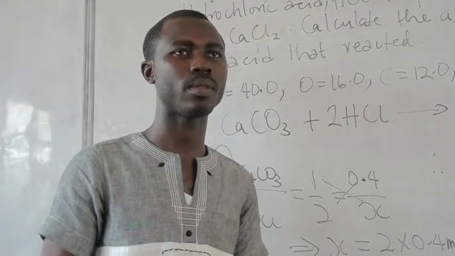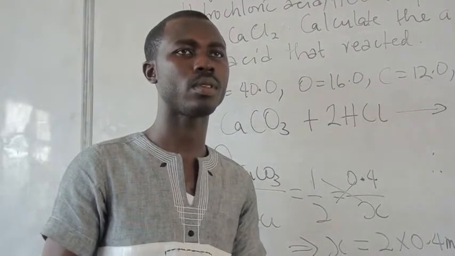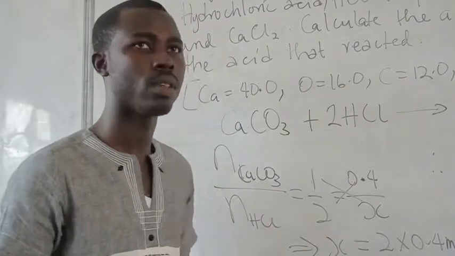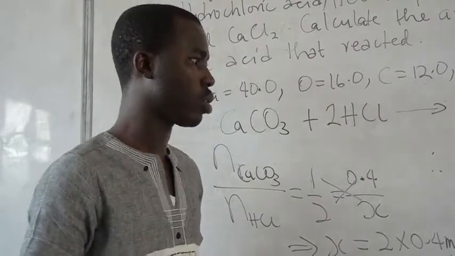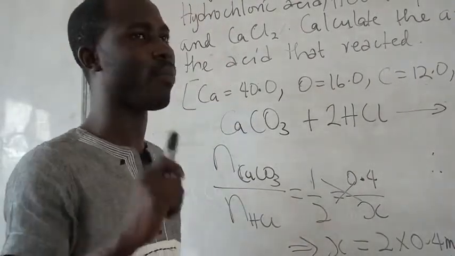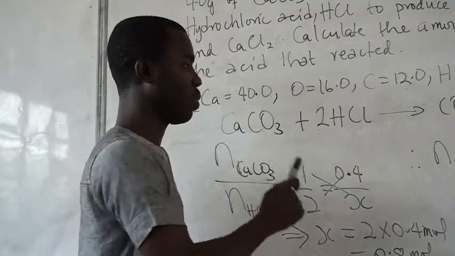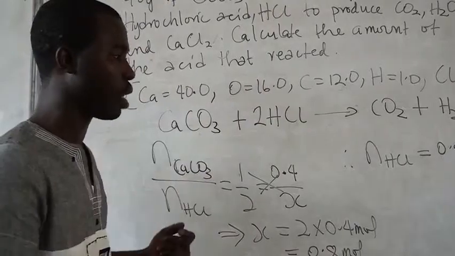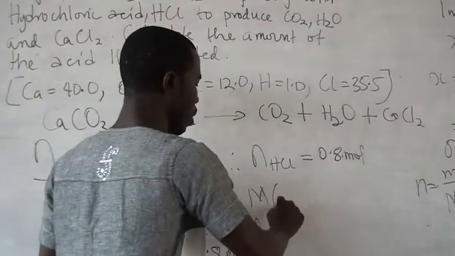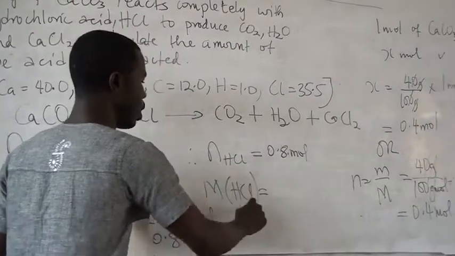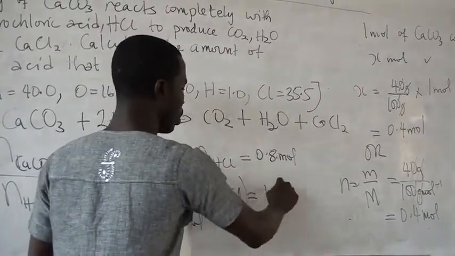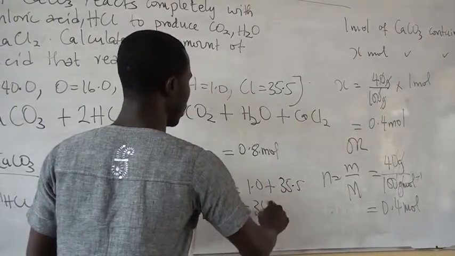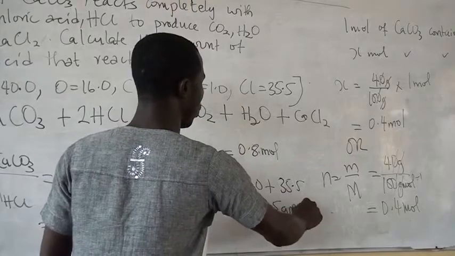Amount of substance is equal to mass over molar mass. So you find the molar mass and change your subject. Good. Since we know the number of moles of the HCl to be 0.8, to find the mass is easy. Just calculate the molar mass of the HCl. Hydrogen is 1, chlorine is 35.5. So you end up with 36.5 grams per mole.